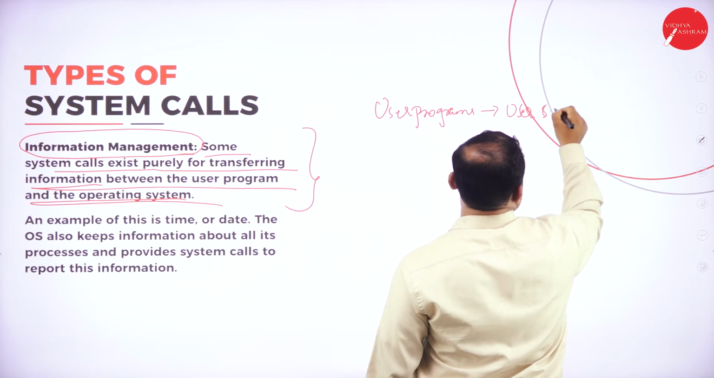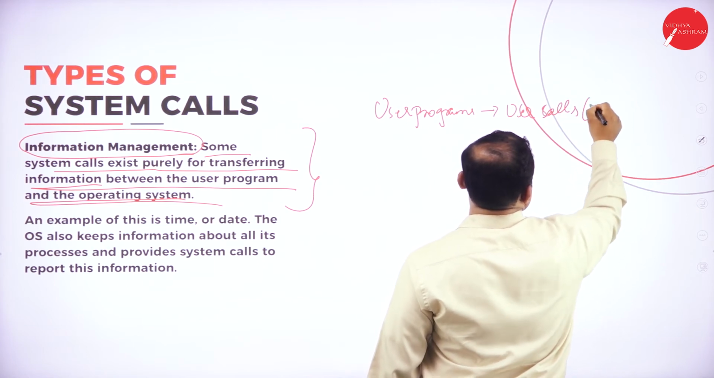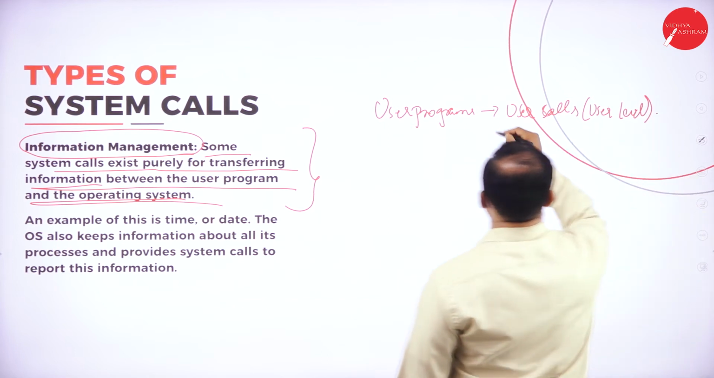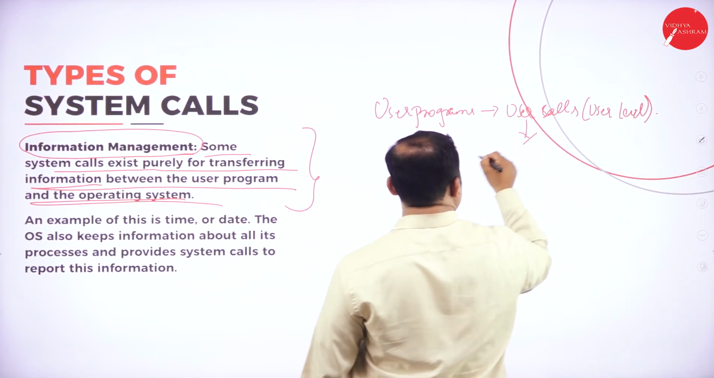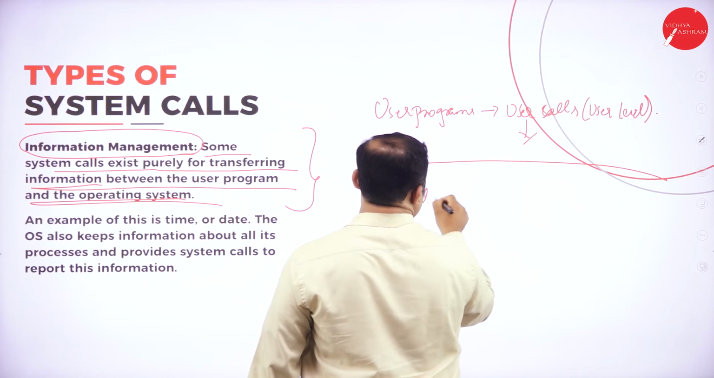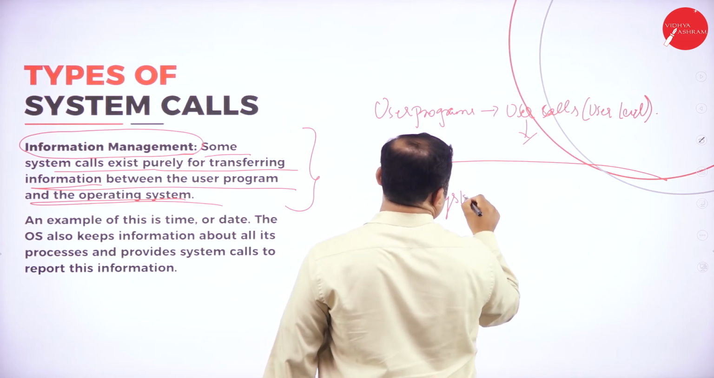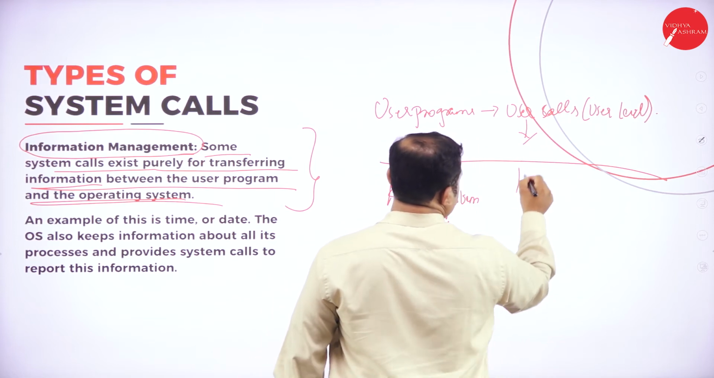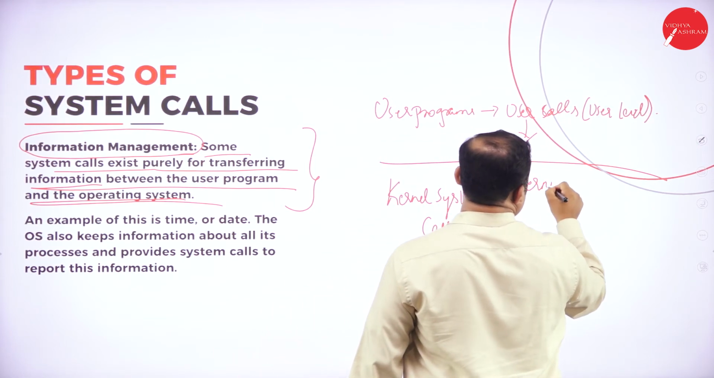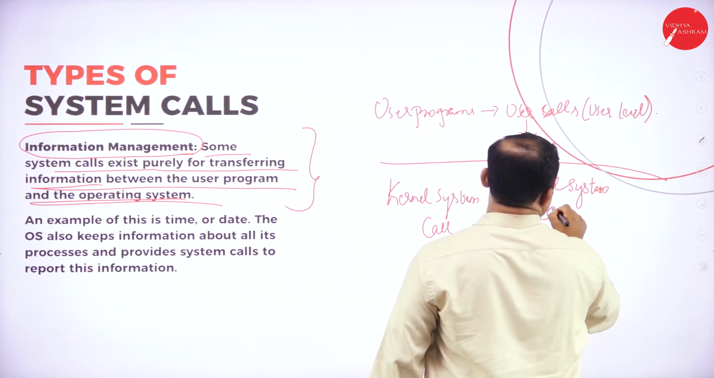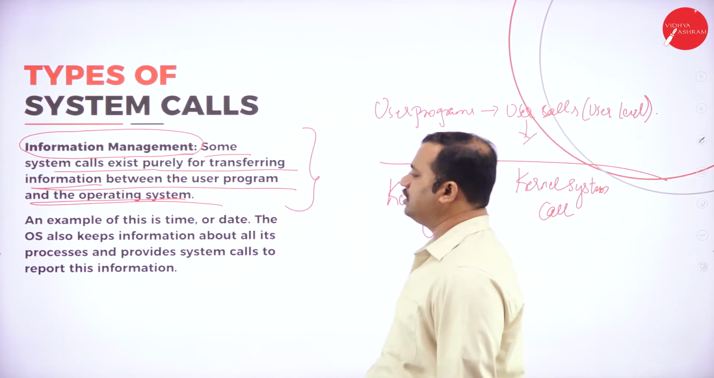generate user calls. That is user level. These user level calls are transformed into kernel level system calls. That is, this becomes a kernel system call. So we need to maintain all this information.